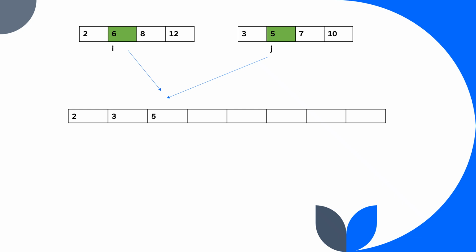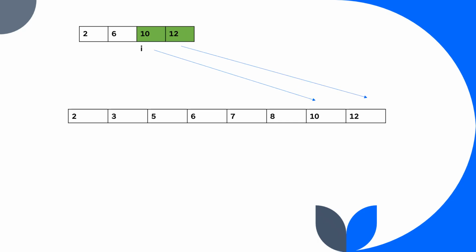Now we compare 6 and 5. So we're going to add the 5 and increment j. Now we'll compare 6 and 7. We'll add 6 and we'll increment i. Now we compare 10 and 7. We add 7 and increment j. Now we compare 10 and 8. We add 8. And now our second sorted array is exhausted. So the last thing that we have to do is we're going to add the remaining elements from the first array to our new larger combined array, and then we're done.